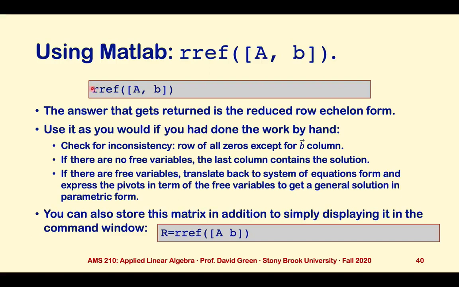You can use RREF just like this, in which case it will output the answer to the command window. You can also store the result in a variable. This will create a matrix called R that has that matrix in it. If you don't have a semicolon, it will also get written to the screen, but it's also saved in case you want to look at it or use it later.